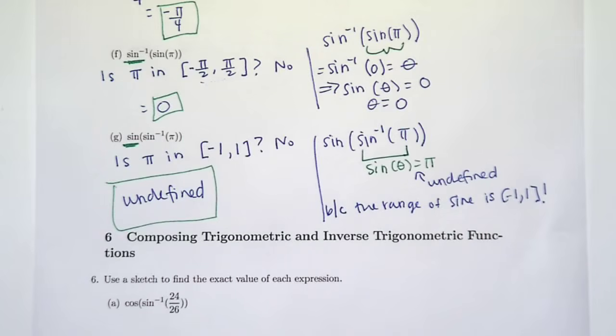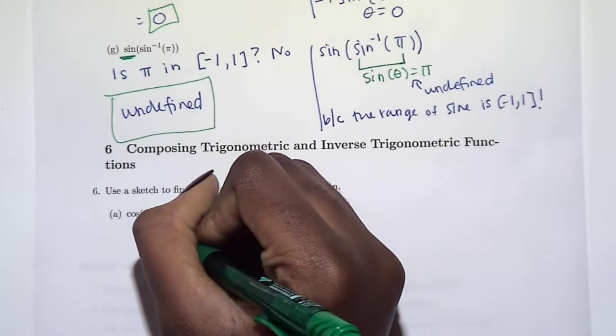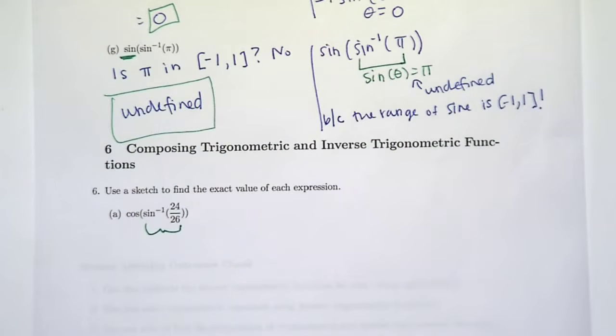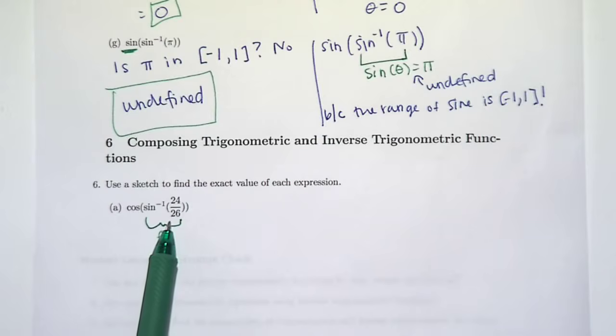Okay, so it says use a sketch to find the exact value of each expression. This first expression is cosine of sine inverse of 24 over 26. Before we start this problem, remember, this is an inverse trig function. What is always the answer to an inverse trig function? It's an angle. So this problem is really just cosine of theta, but we have to use this to figure out where theta is.